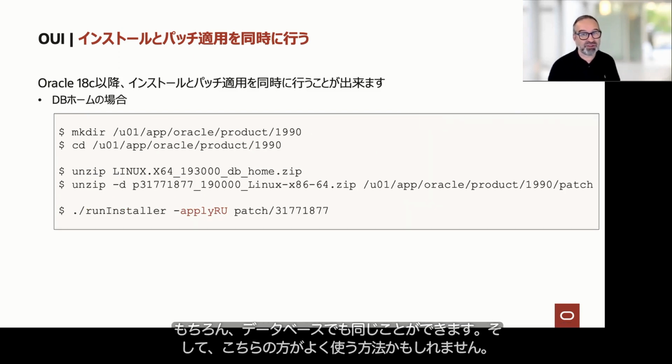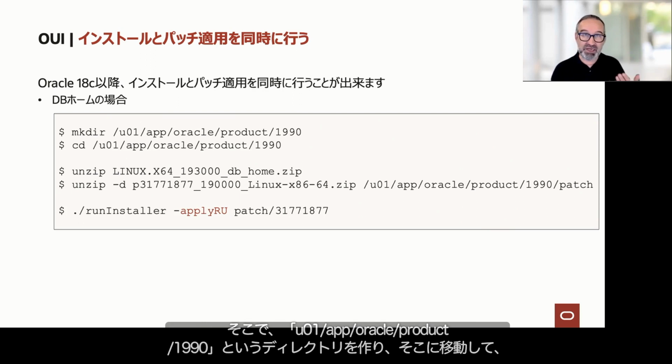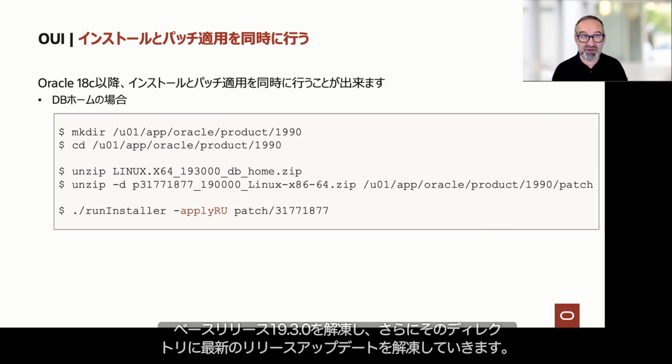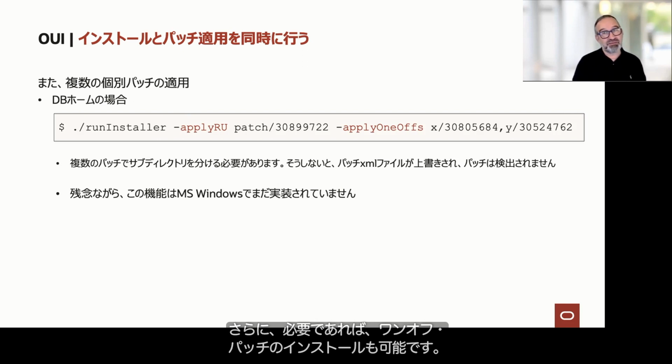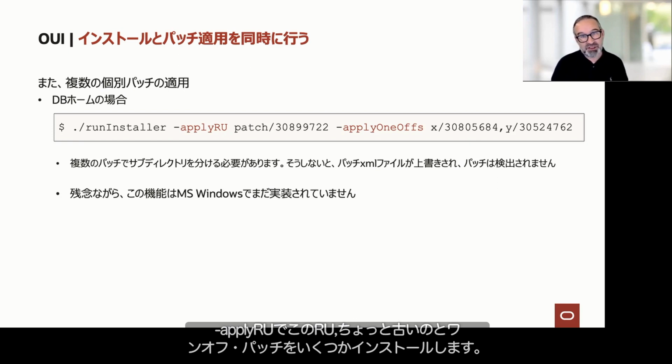And the same thing, of course, works with the database as well, and here you may use this way more often. So I create a directory, /u01/app/oracle/product/1990, change into that directory, unzip the base release 19.3.0, and then unzip the most recent release update into that directory. And I start the installer with -applyRU, and I pass on the directory where I unzipped the patch. In addition, you can also install one-offs if you want to: -applyRU for a slightly older RU here, and some one-offs.